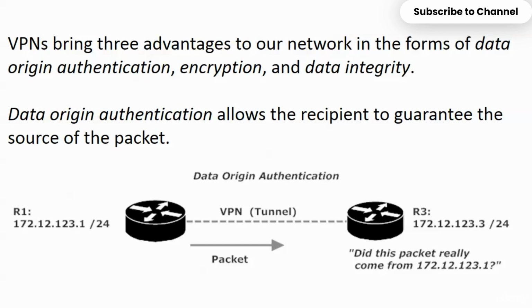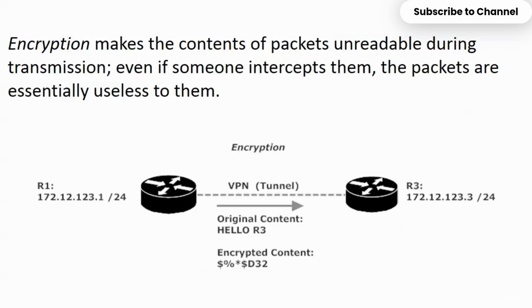And I know these are awfully self-explanatory, especially the first one, but I want to draw a clear line between these three. Data origin authentication is done on the recipient end, and it allows the recipient to guarantee the source of the packet. Because we know that all kinds of nasty things can happen along that dotted line, right? That VPN. We could have a man-in-the-middle attack, and they grab some packets and they do some nastiness. So router 3 has got to be able to say, okay, did this packet really come from the source IP address that's indicated on the incoming packet?